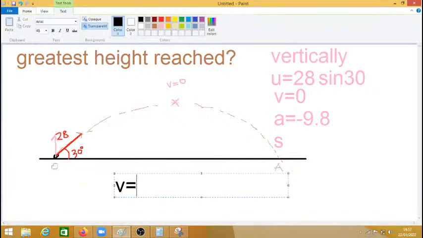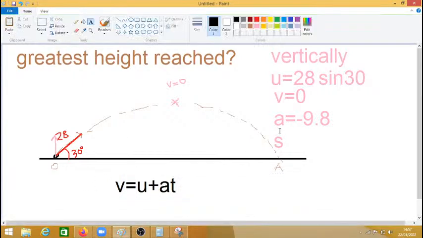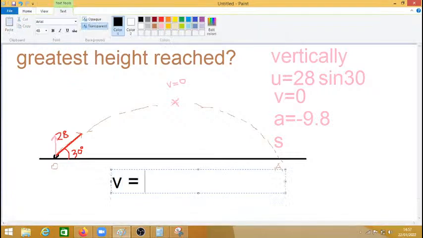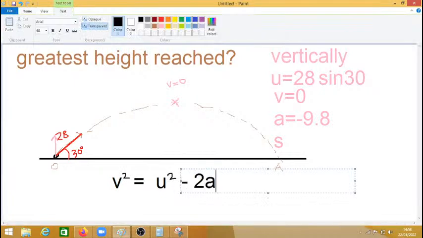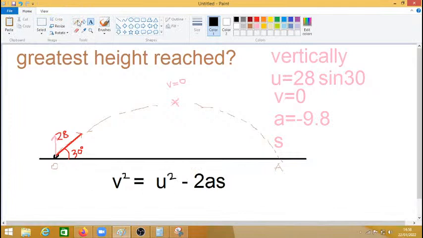v equals u plus at. Is that going to work? Well, it doesn't have s in it. That's what I'm trying to find out. So that's no good. So it's the third formula that's going to come in handy. We haven't used that yet. I did tell it to you at the beginning. It's v squared is equal to u squared minus 2as. Let's put in what we know.